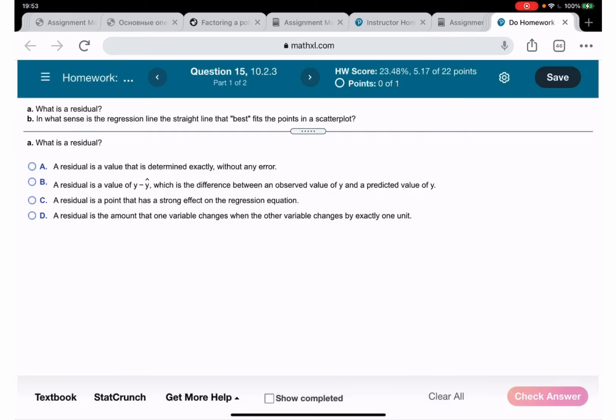Number 15. Okay, so what is a residual? Residual is a difference between y and the predicted value. Y hat is a predicted value, and y is our real value of y on a scatter plot. So residual is the value of y minus y hat, which is the difference between the observed value and the predicted value. That's what we call residual, which is the error.